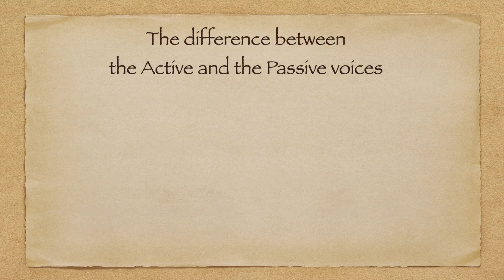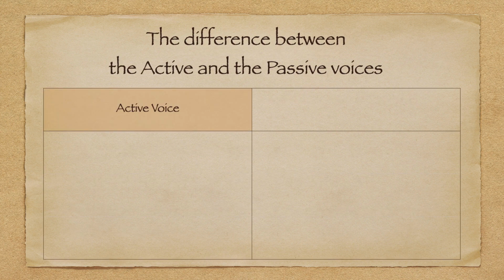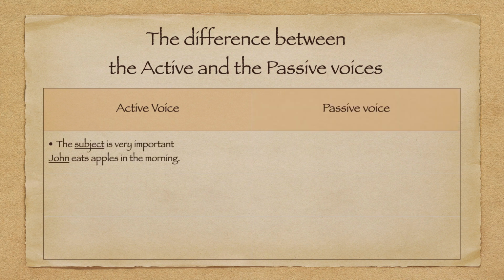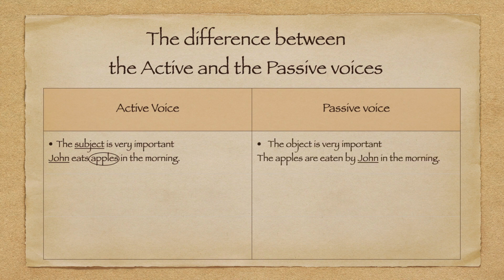To answer these questions, we should start with comparing the active voice with the passive voice. The majority of sentences we use in our speech are in the active voice. The subject in the active voice is very important. For example, John eats apples in the morning. John is our subject. Without John, the sentence doesn't make much sense. Who eats apples? John eats them.